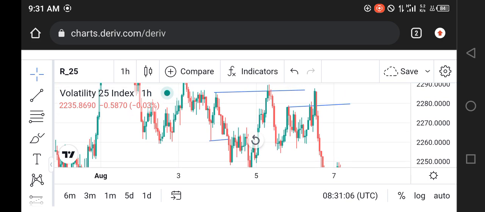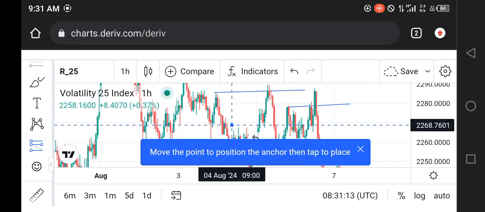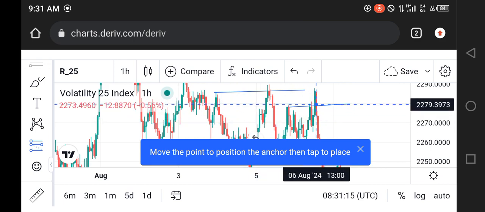So let's pull up our tools and check our risk to reward ratio, as if we actually took the trade. So let's say we entered from here.